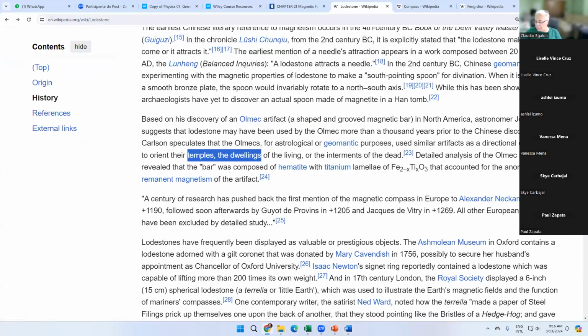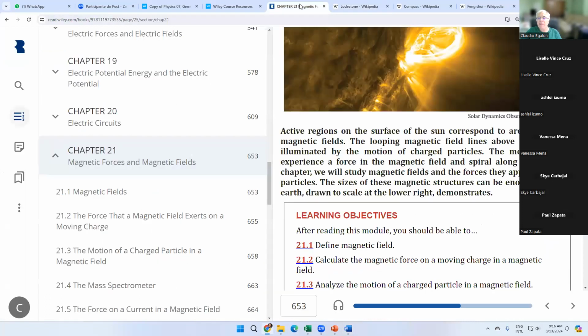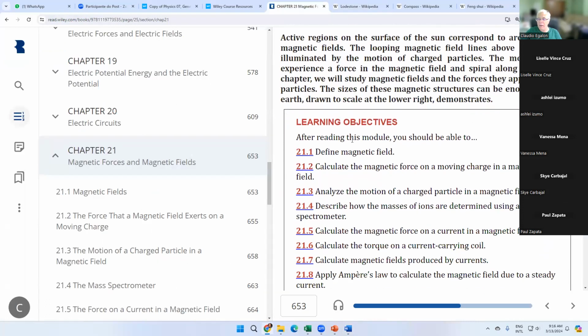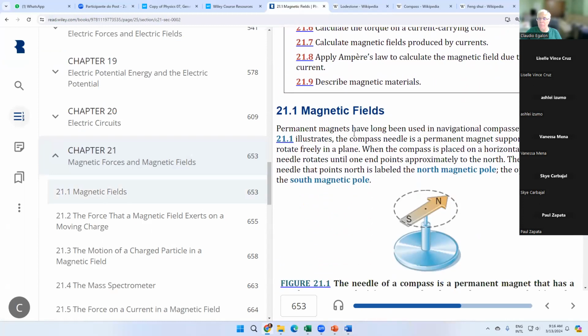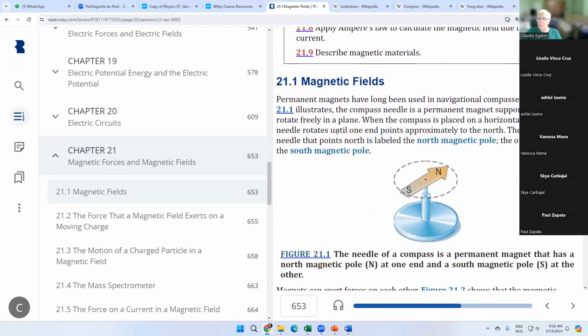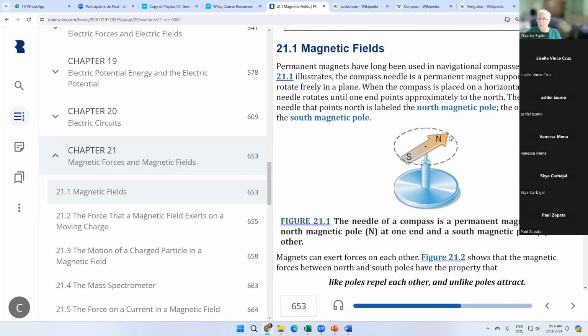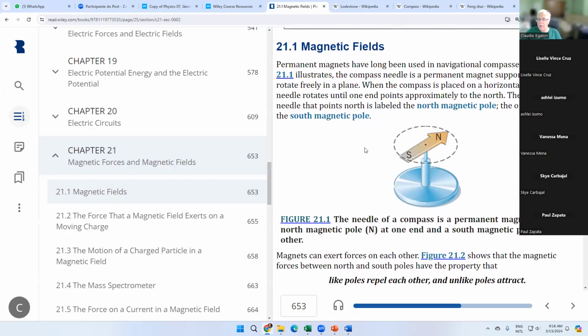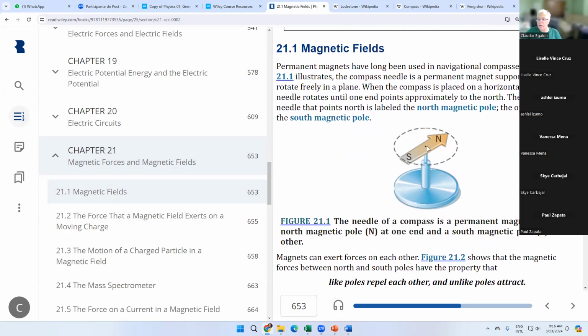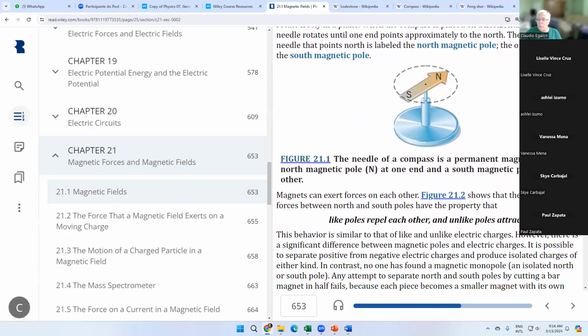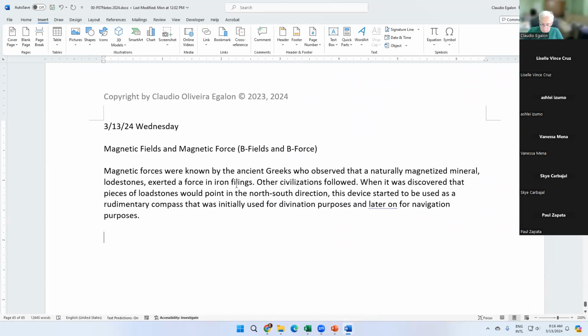We spent already almost half an hour talking about that, right? So let's move on. Magnetic fields. Here's an illustration of a compass. Remember, you can also suspend this needle from a thread. If you suspend this needle from a thread, it will also orient in the north-south direction. So what do we need to know about the magnetic field?